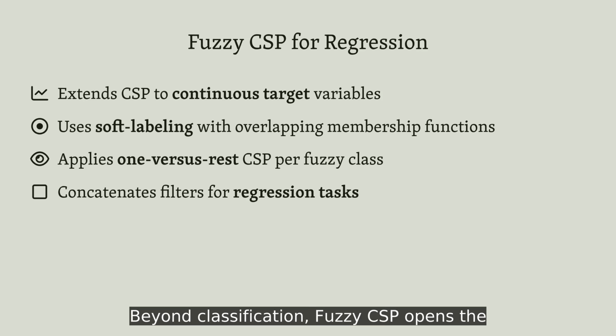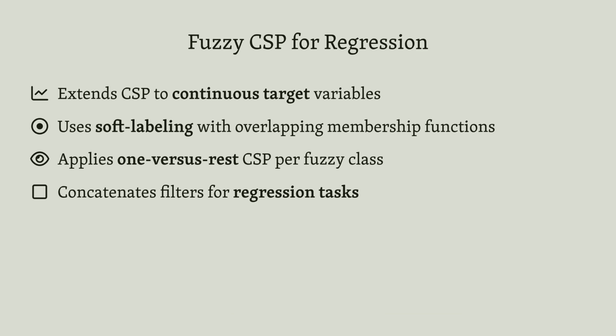Beyond classification, fuzzy CSP opens the door to regression applications by treating continuous variables as overlapping fuzzy classes. This innovation allows CSP to predict quantities like reaction time or mental workload levels, rather than just discrete categories.